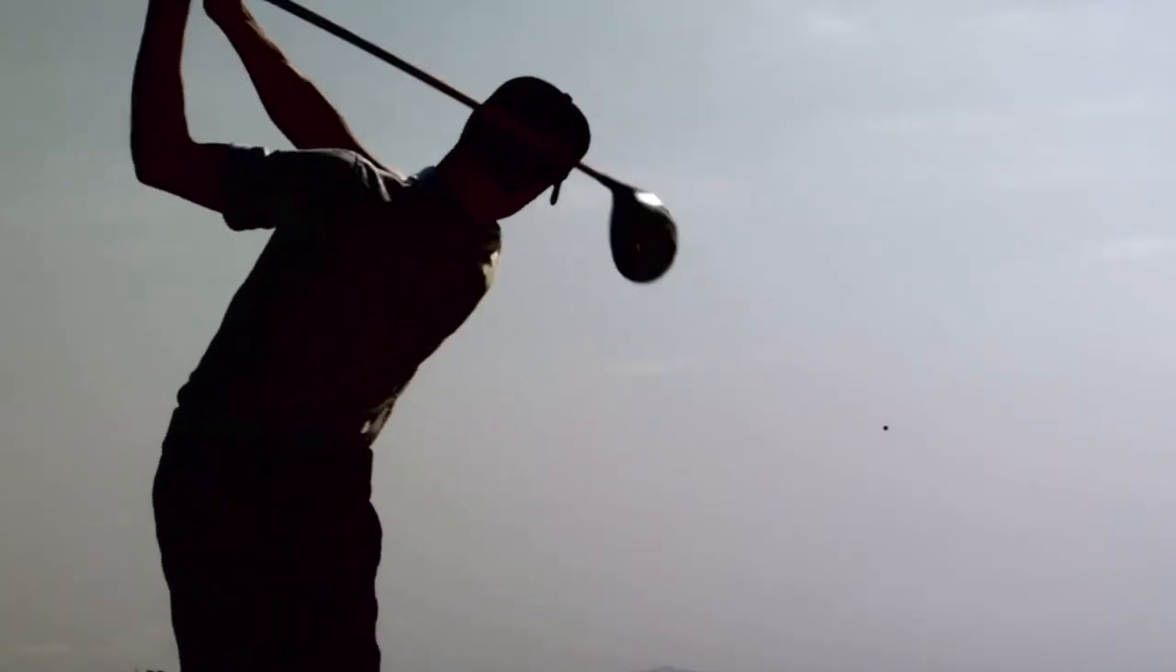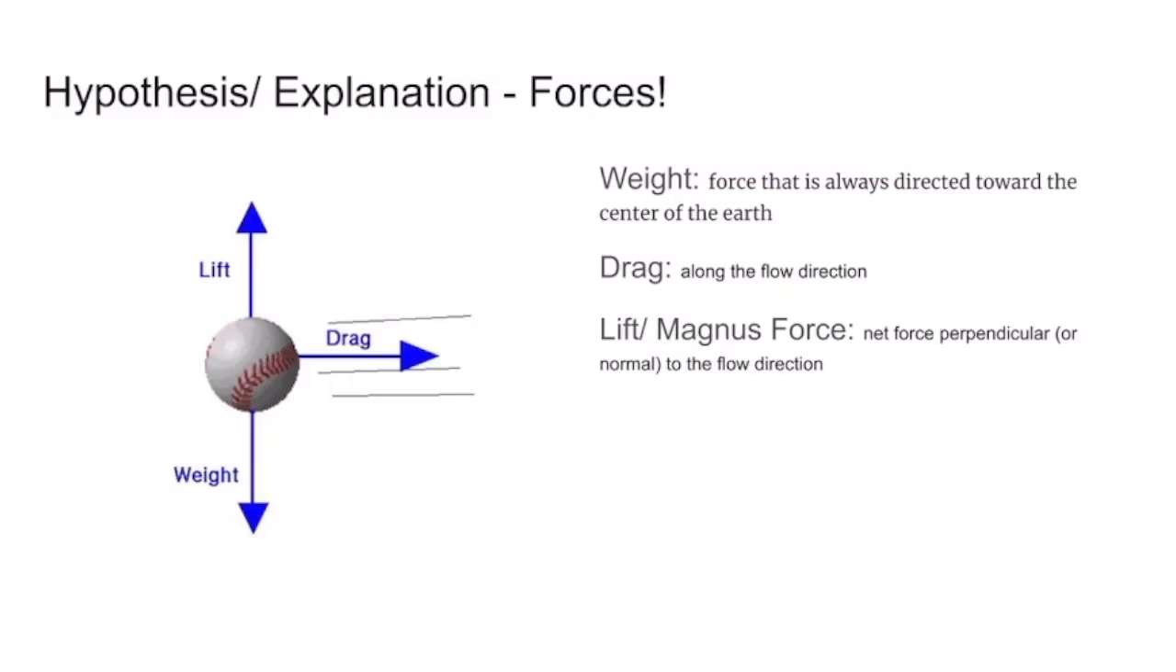There are three forces that act on the flight of a baseball. The forces are weight, drag, and lift. Lift and drag are actually two components of a single aerodynamic force acting on the ball. Drag acts in the opposite direction to the motion, and lift acts perpendicular to the motion. Let's consider each of these forces separately.